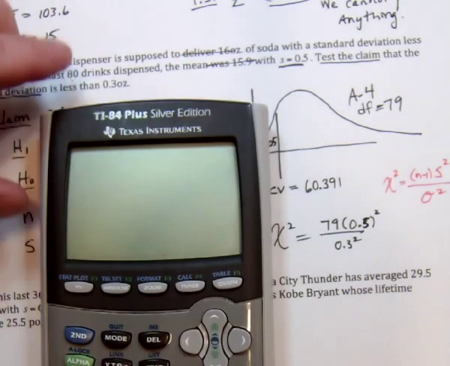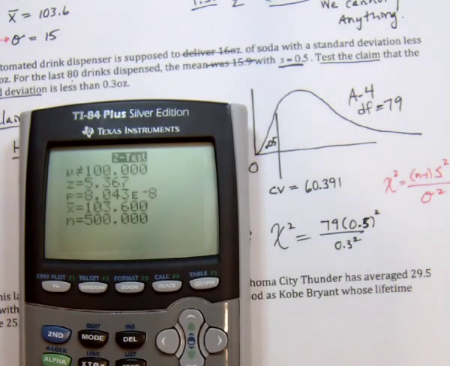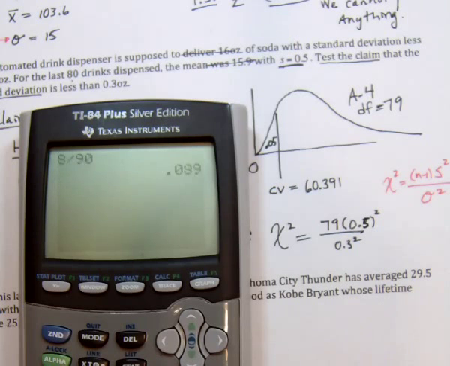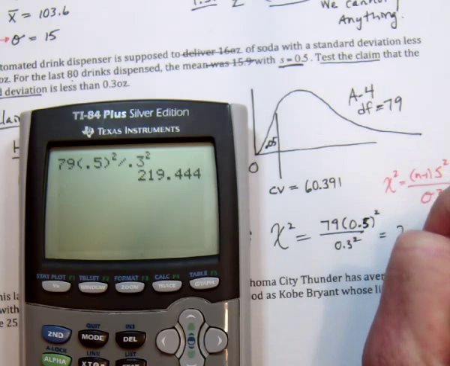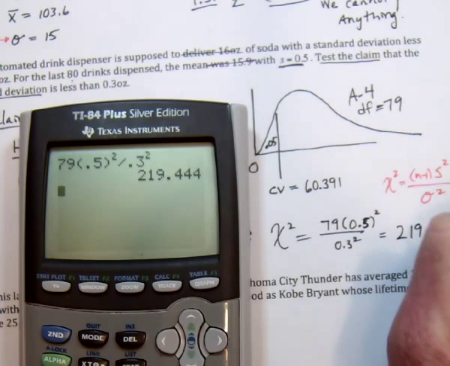And then we need to calculate that one ourselves. So 79 times 0.5 being squared, and then divided by 0.3 being squared. It equals 219.444.